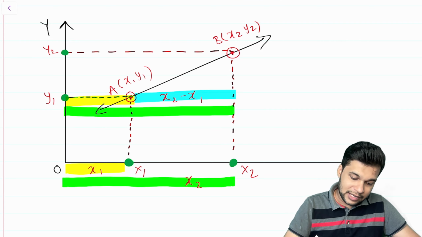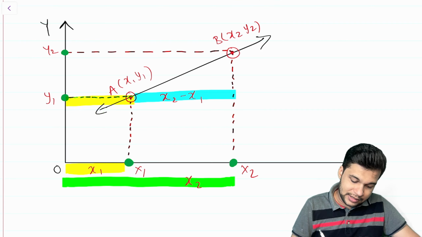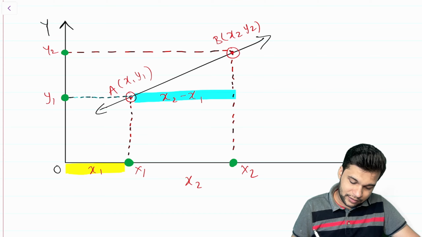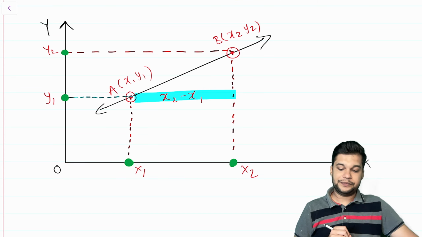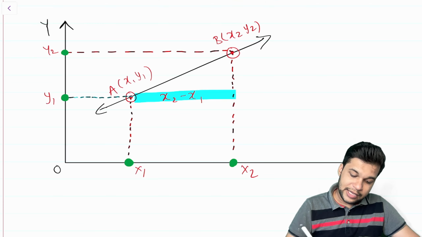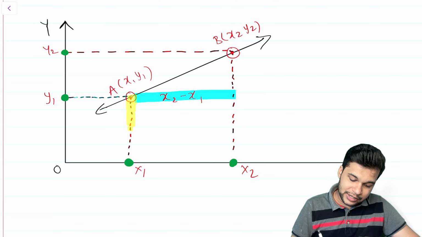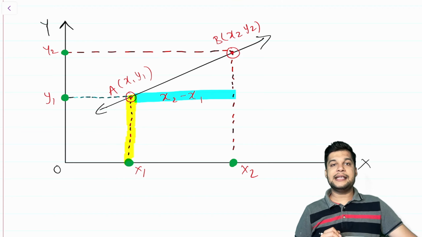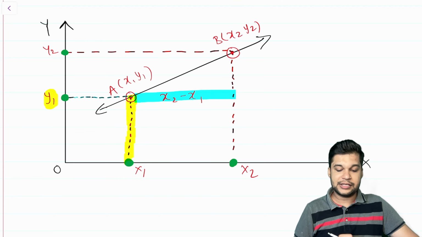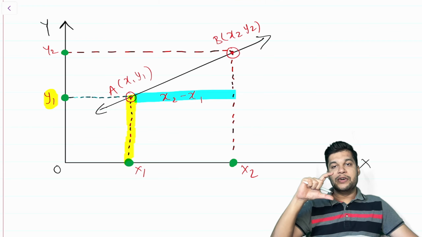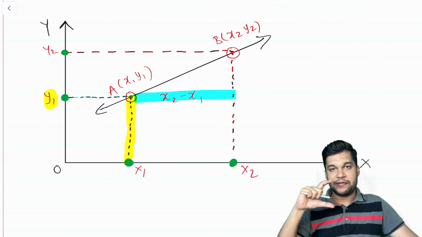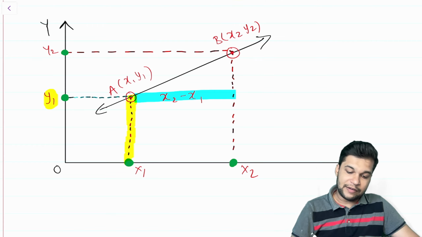Similarly, now I'll erase these lines. Guys, can you tell me what is this distance, the yellow highlighted distance? Can I say this distance is y1? Because the vertical coordinate is y1, so the vertical distance will also be y1. Can I say this is y1, right?